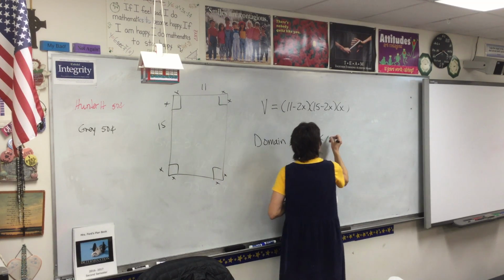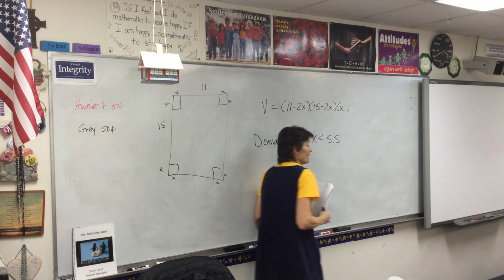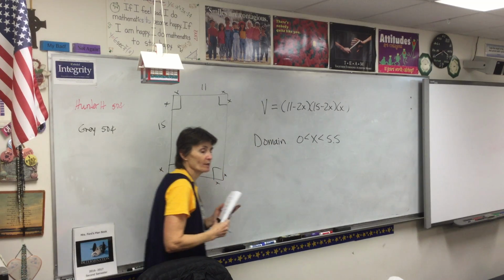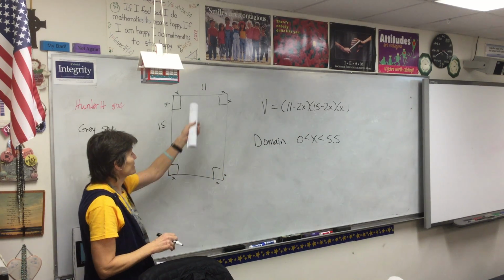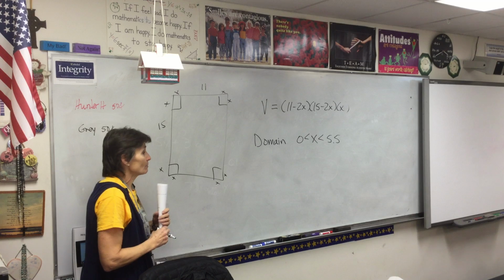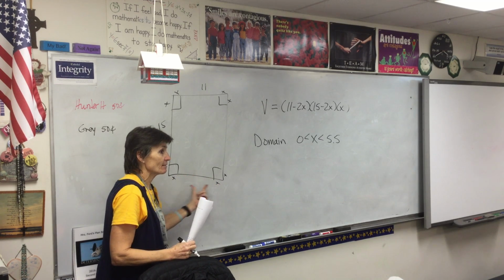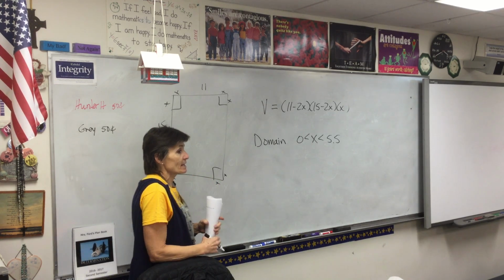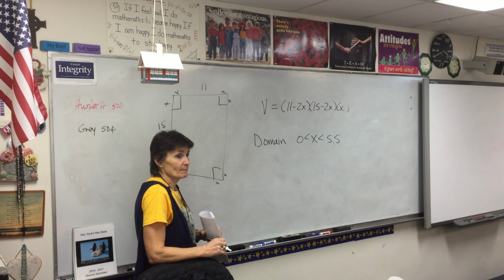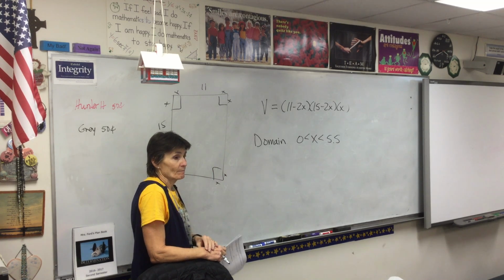What's this one? Half of the larger number. Half of the smaller one. Oh. Half of the smaller dimension. So the smaller dimension is 11. Remember, you're taking a piece off each side of 11. So the most you could take off would be half of 11. That's your domain.